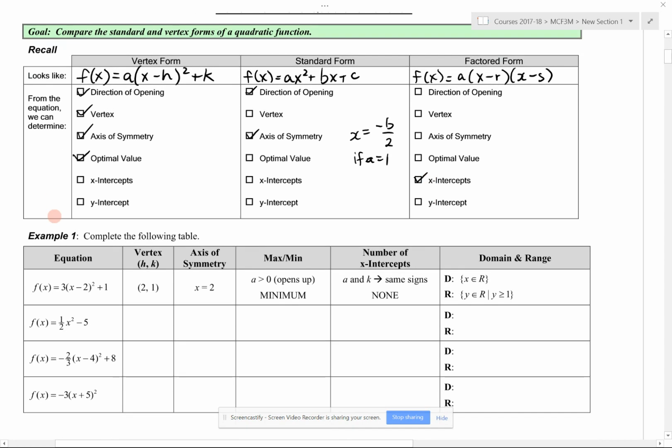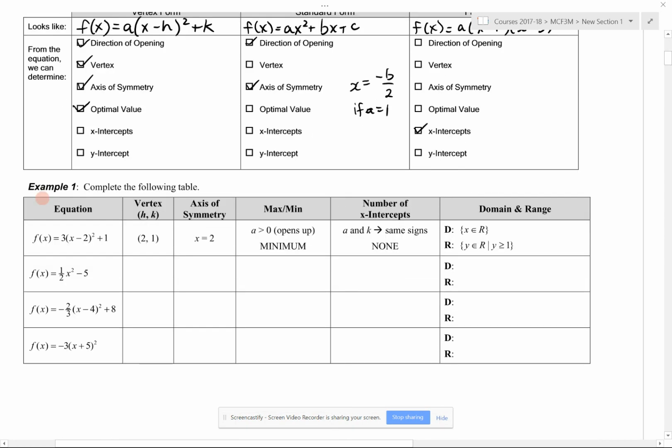So let's see if we can complete the following table. And below we have a bunch of equations in vertex form, and our particular interest is in the vertex form in this particular chapter. So let's try and recall what some of these functions tell us. So if I look at the first one, we have the equation 3 times x minus 2 squared plus 1. Well, the vertex comes from h and k, and h and k are these two values right here. So you have an h value of 2 and a k value of 1.